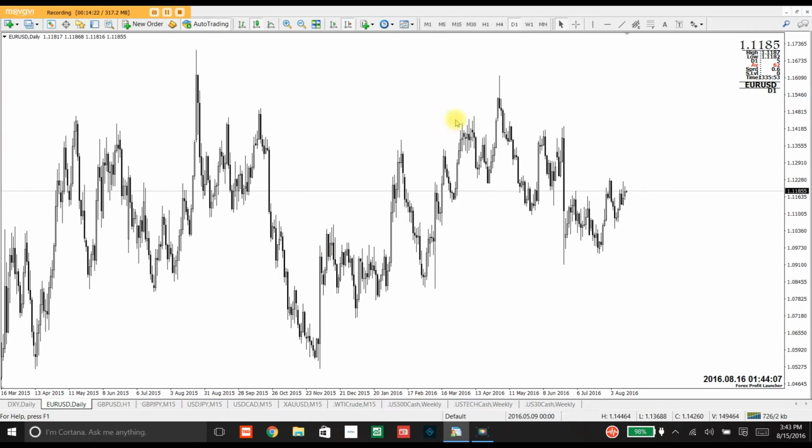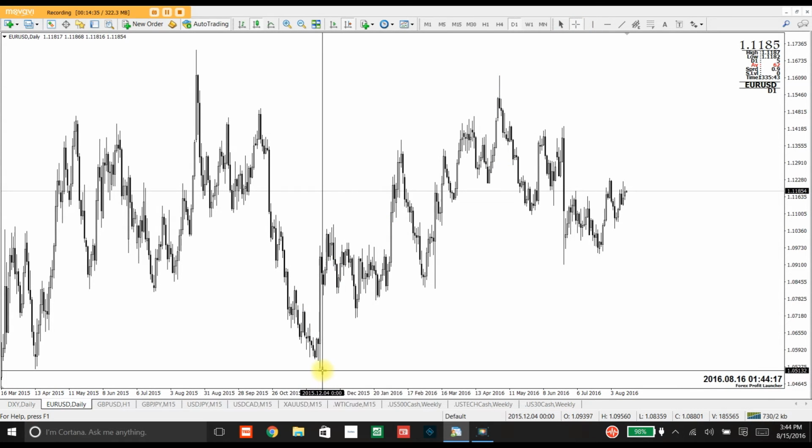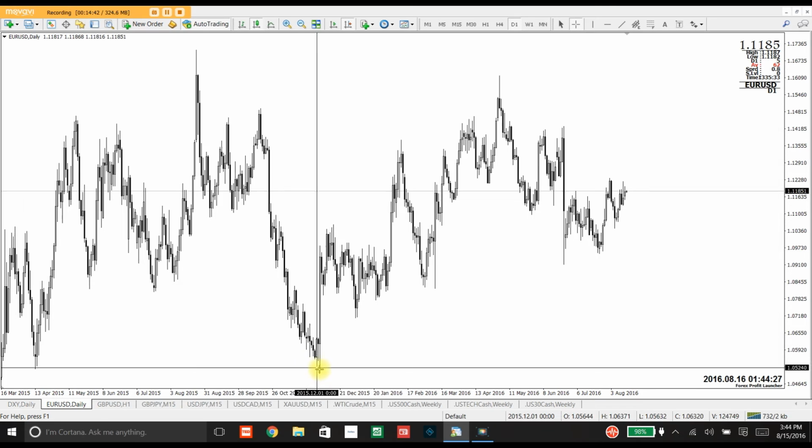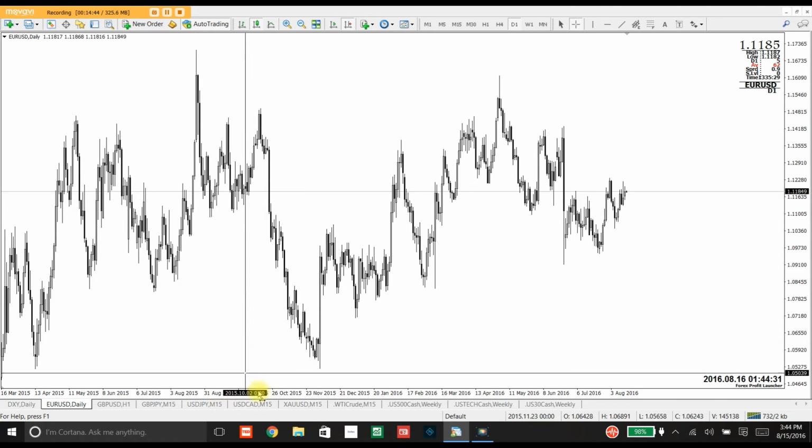Okay? Inside of this range, there was not a lot of trading going on. This low right here comes down near this low over here. Okay, it could very well be considered what we call a stop run.